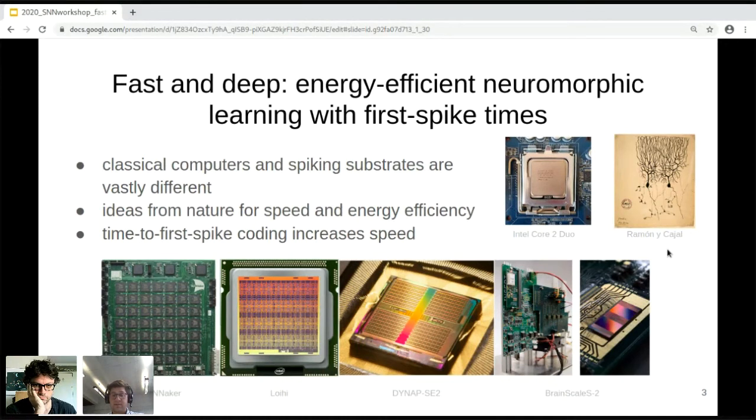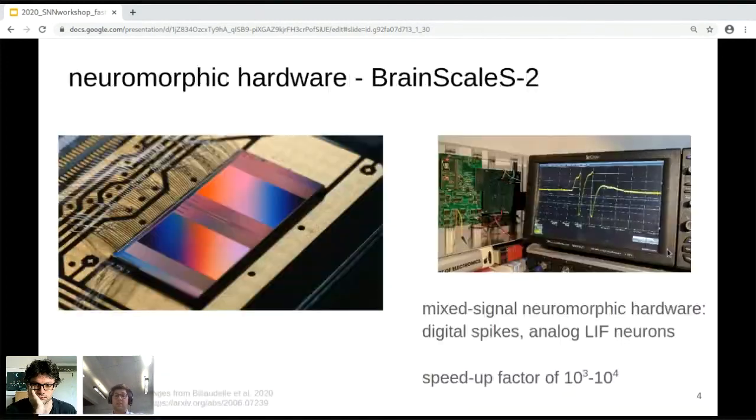I will start by describing the system on which we did this. This is the BrainScaleS-2 system, a neuromorphic hardware system developed in Heidelberg, then describe the approach we're using, show some simulation results and then the hardware implementation. So let's start with the neuromorphic hardware.